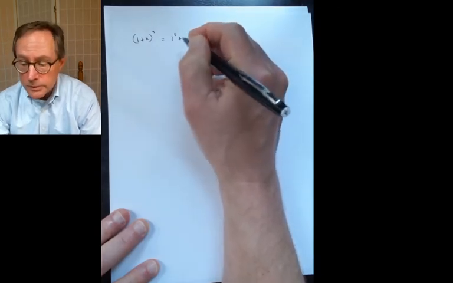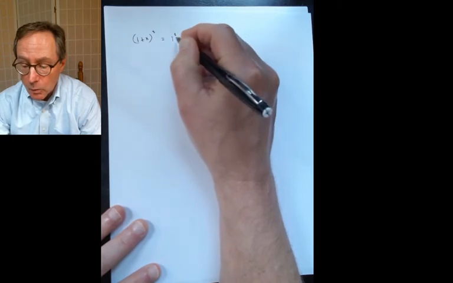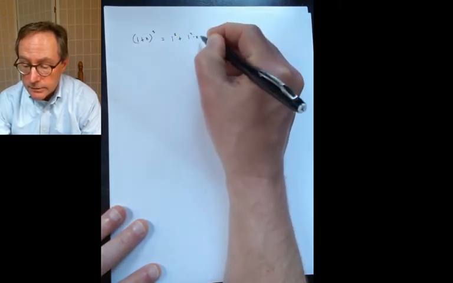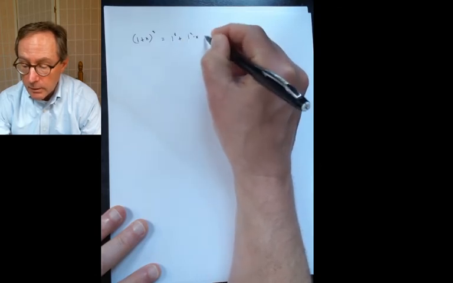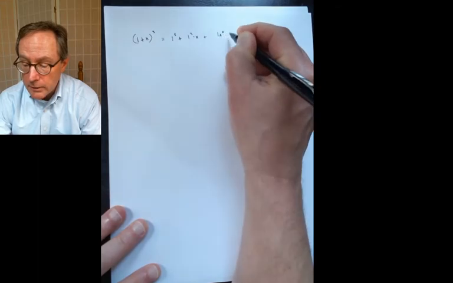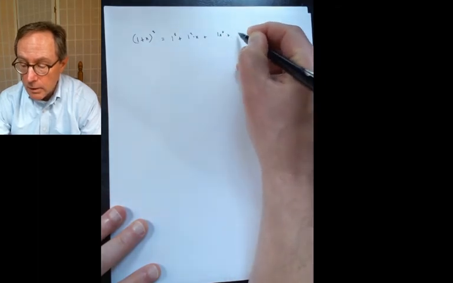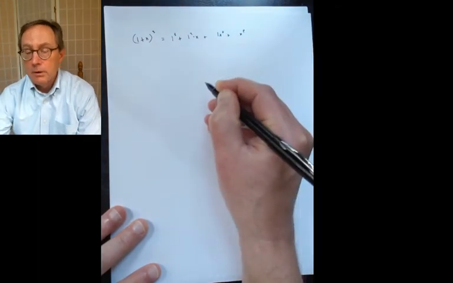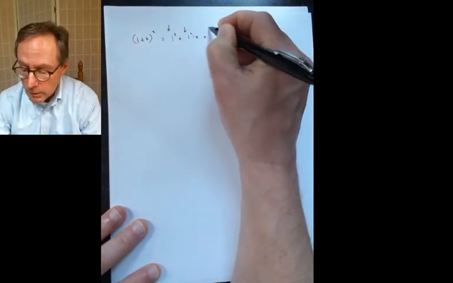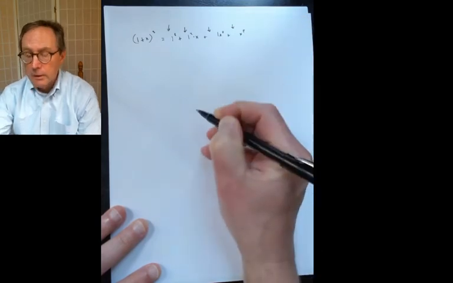Remember how you do cubes? It goes, what? 1 cubed, and then it's going to go 1 squared x. Don't forget there'll be a term here. And then it'll go 1 x squared, and then it'll go x cubed. Okay, and what are the coefficients? What goes here, what goes here, what goes here, and what goes here?